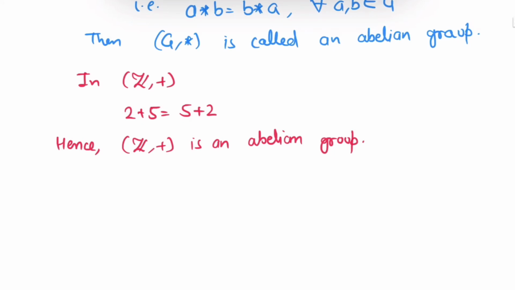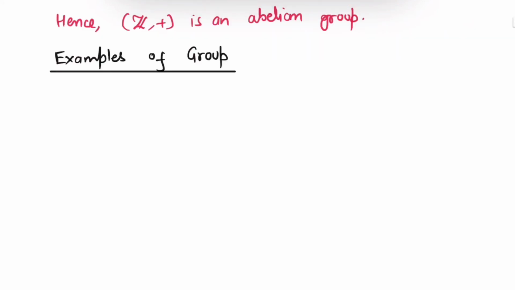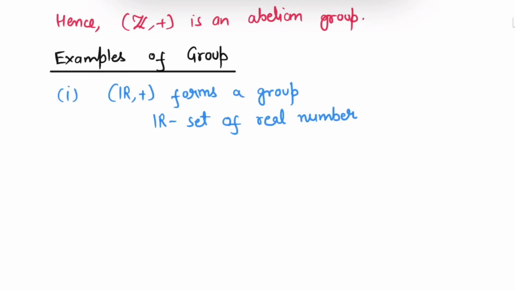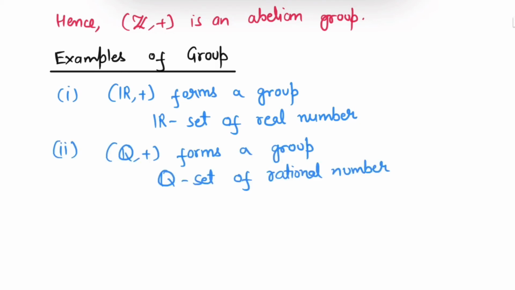Now let us see some more examples of groups. First, the set of real numbers forms a group under the operation addition. Second, the set of rational numbers forms a group under the operation addition. Third, the set of non-zero complex numbers forms a group under the operation multiplication.